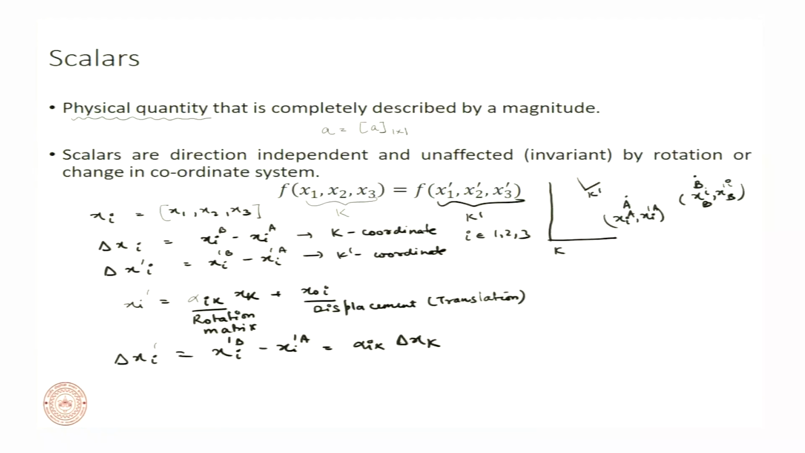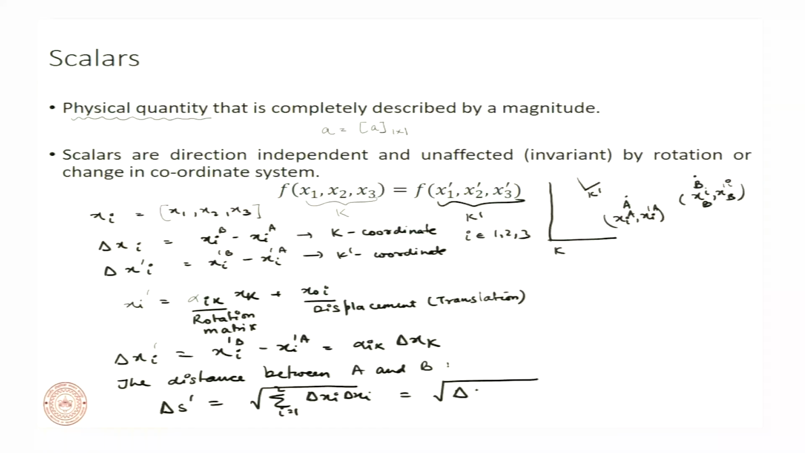Now, these are vectors. What is a scalar is the distance between the two points. How can we find, in the k prime coordinate, delta s prime, the distance between the two points? It is the square root of the summation over i from 1 to 3 of delta x_i delta x_i. Using summation notation, that is delta x_i times delta x_i, where repeating the index means multiplication and addition. It is in the k prime coordinate, so we add a prime to it.